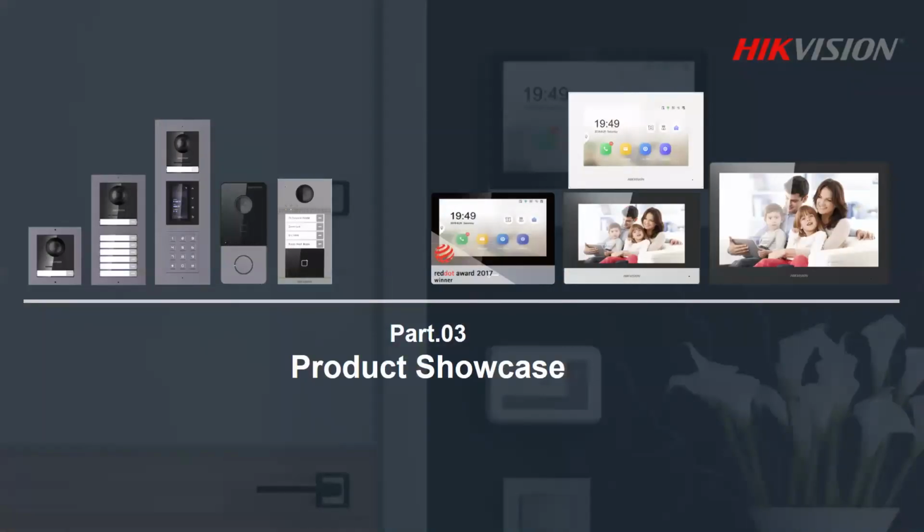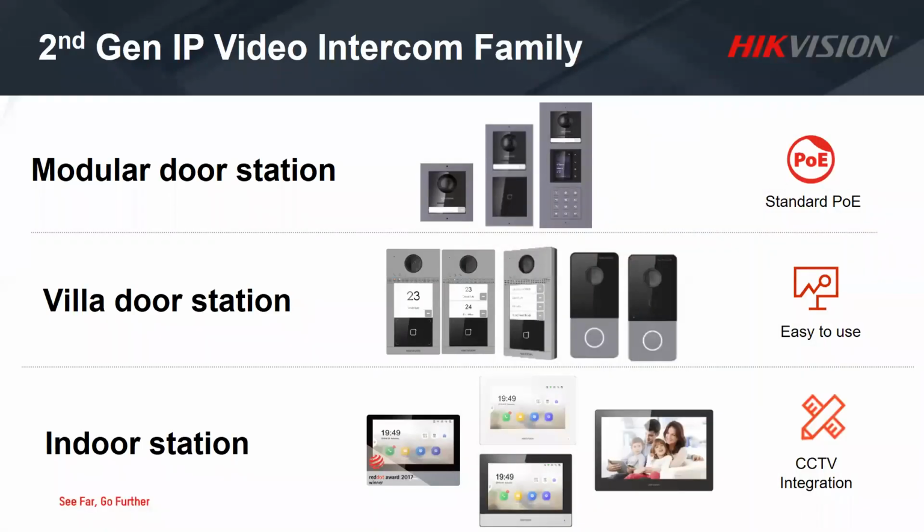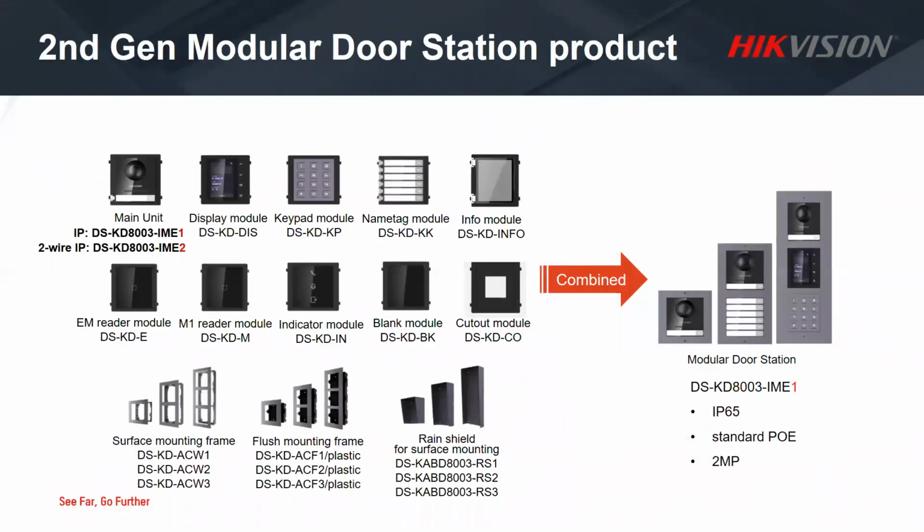Okay, so it comes to our third part, the product showcase. So you already see this, our second generation IP video intercom family. So what's all included? For the modular one, it includes the main unit and then the other sub-modules or extension modules. I usually refer to them as sub-modules. The connection between the main unit and the sub-modules is just an RJ45 connection. And then that cable comes within the brackets.